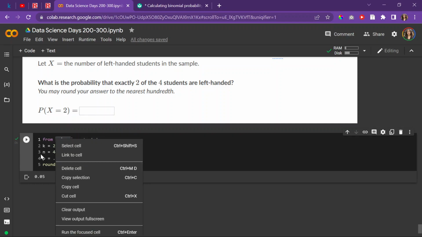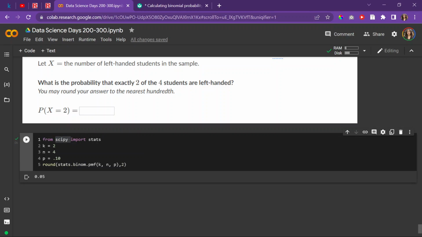Now, a library in Python is basically a place where you have pre-written functions for you. Functions are something that you can call, and they do fancy calculations and return an output. I'm going to use the SciPy library, which has pre-written functions, and one of them is the stats function. From stats, you can use methods. So I'll call stats and then do binom.pmf.